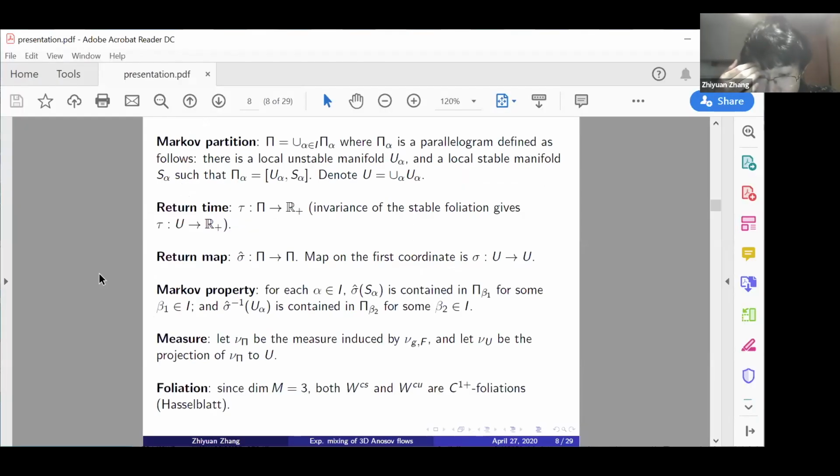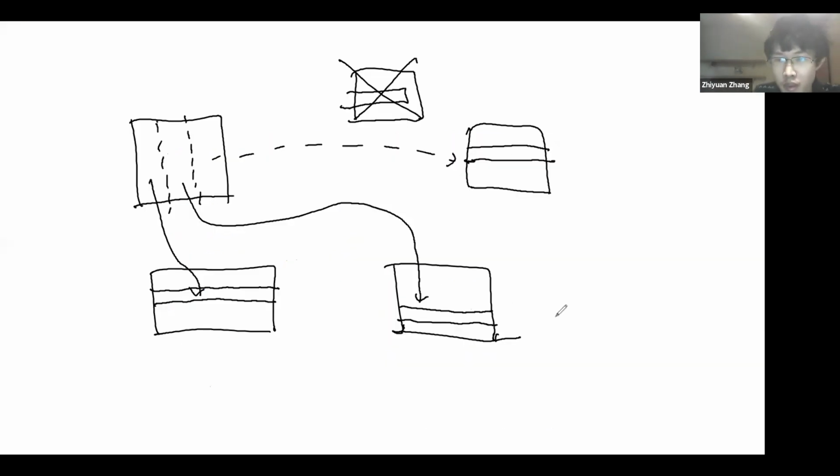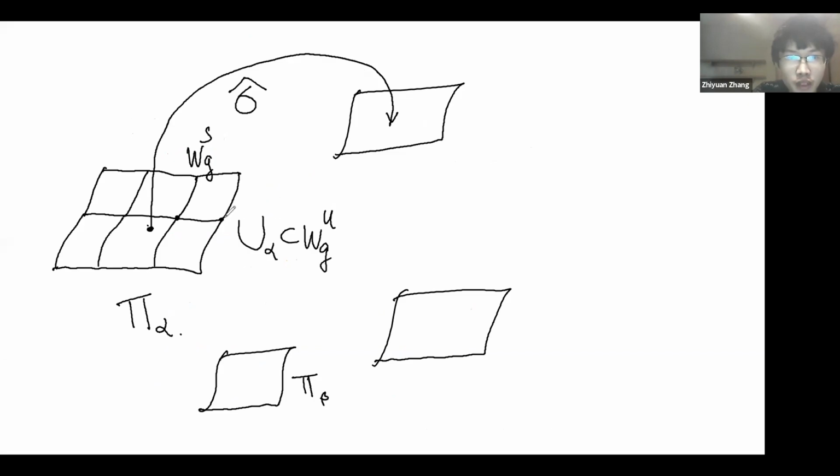The existence of such a Markov partition was constructed by Bowen and maybe Sinai and maybe Ratner. There was a lot of related work on this. And then the return time function is written as tau. You can regard tau as a function on U. What is U? U is the union of all these U alpha. Each U alpha is this. So this line is a U alpha.